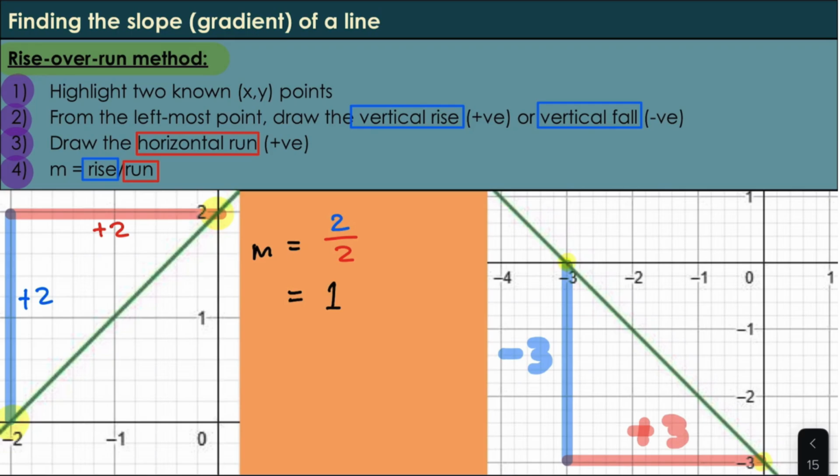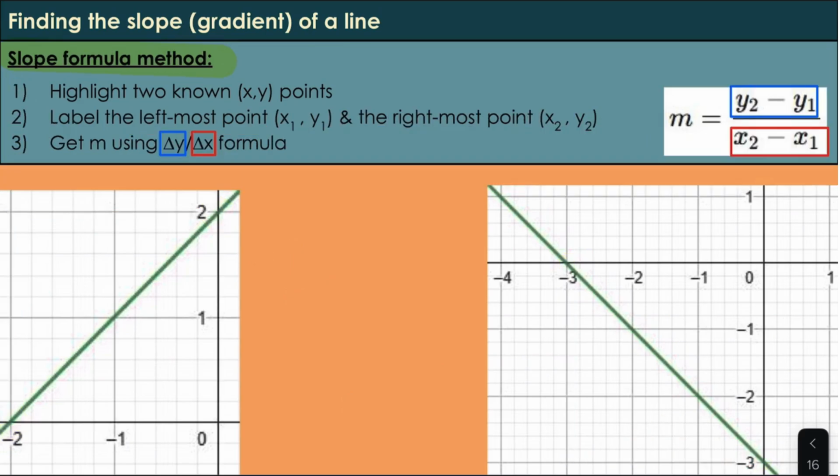Step 4, we work out our slope. So we have m is equal to negative 3 over our run, which was positive 3. Negative 3 divided by positive 3 is negative 1. That is our slope value. Our second method, we use the slope formula. This slope formula is shown on the right-hand side. We'll follow these 3 steps.